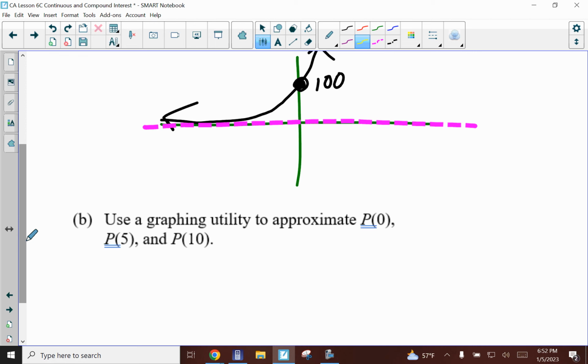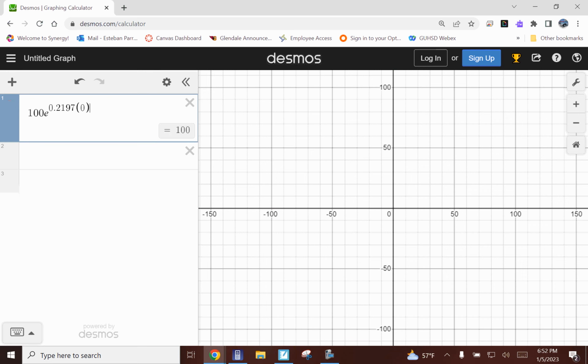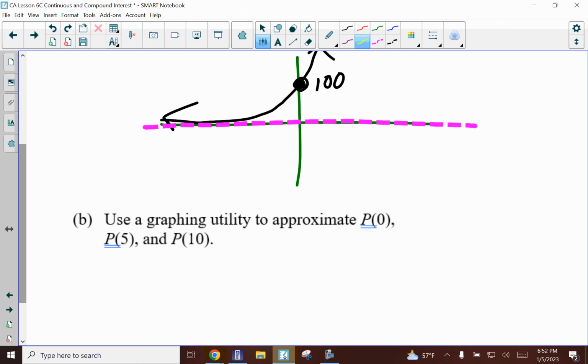Now you can go to the graphing calculator and use that, but I got Desmos open and it's already kind of done. So I just have to go in here, take out the x, and put in the numbers they told me. So if I plug in 0, the answer is 100. So it says use the graphing utility to approximate P of 0. P of 0 is going to be 100.